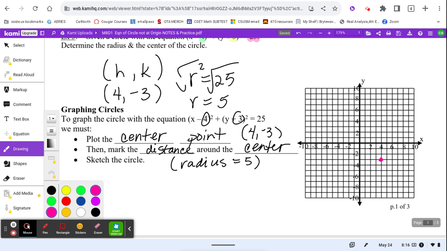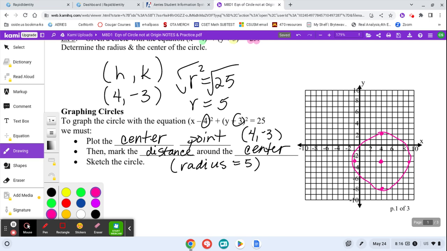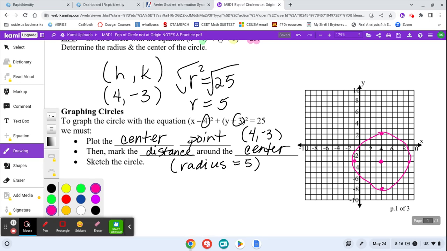1, 2, 3, 4, 5 in all directions. And then do your beautiful circle drawing skills. Okay, that's the video for page 1 of the start of this assignment to learn the equation of the circle. How'd you do?